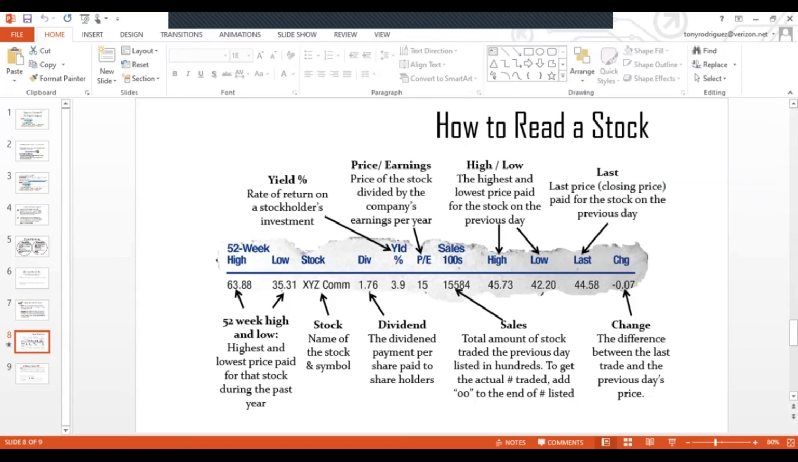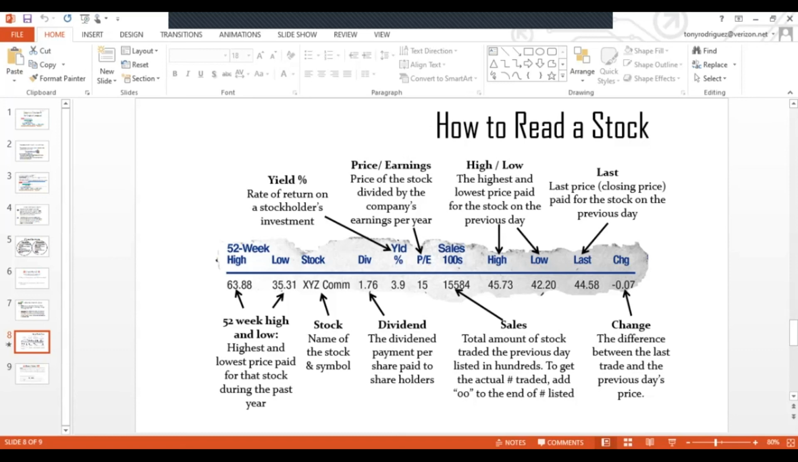All right, let's look at this column right here. DIV stands for dividend. Okay, this is going to indicate how much per share of stock that you own. For one share of stock, this was the amount paid out in a dividend for that one share of stock that you would own.